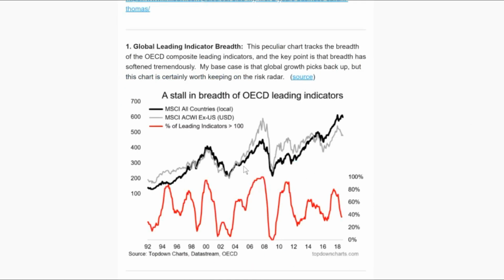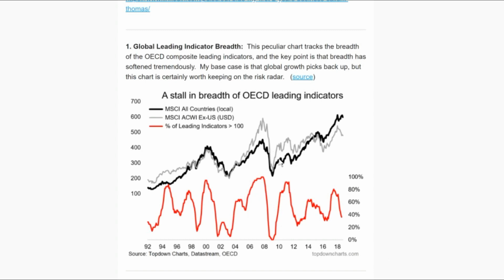Chart number 1 here, global leading indicator breadth. So the red line here is a little bit of an unusual indicator. What it is here is the proportion of OECD composite leading indicators that are above 100. Now, rather than get into the specifics of that, all you need to know about this indicator is the higher it is, the more widespread growth is, and the more widespread the acceleration of growth is, and vice versa.